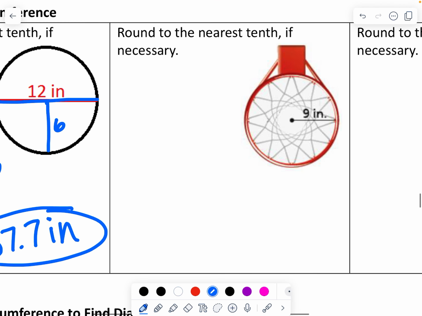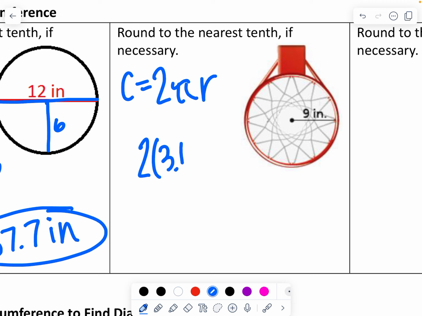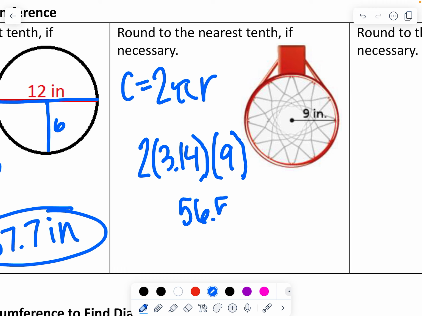So if I used that same formula, C equals 2 pi r, on this one, it gives me my radius. So the radius is 9. And so I just have to plug the 9 into my formula. So we'd have 2 times 3.14 times 9. Put that in your calculator. And we would get 56 and 52 hundredths. And we got to round it to the tenths place, so it would be 56 and 5 tenths inches. That would be the answer.